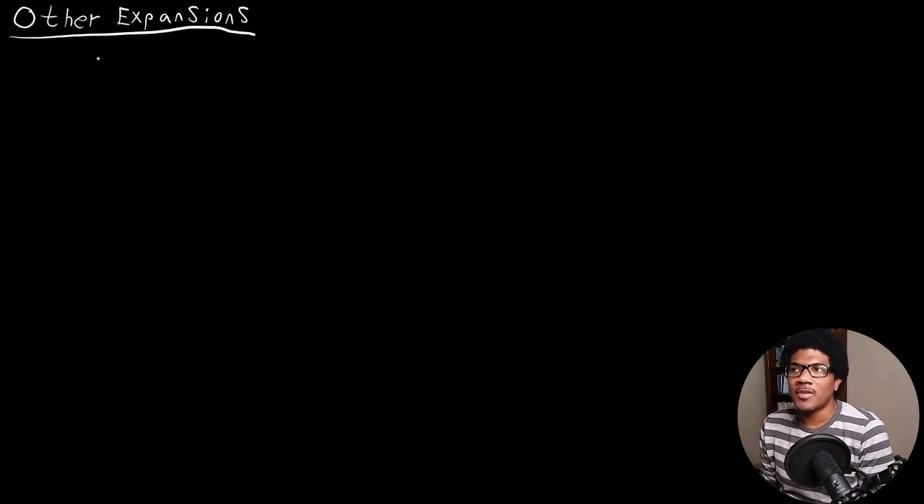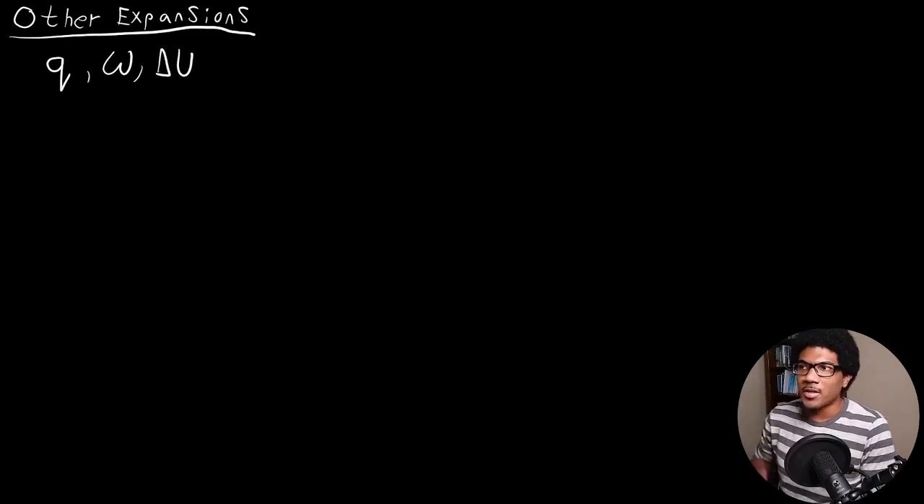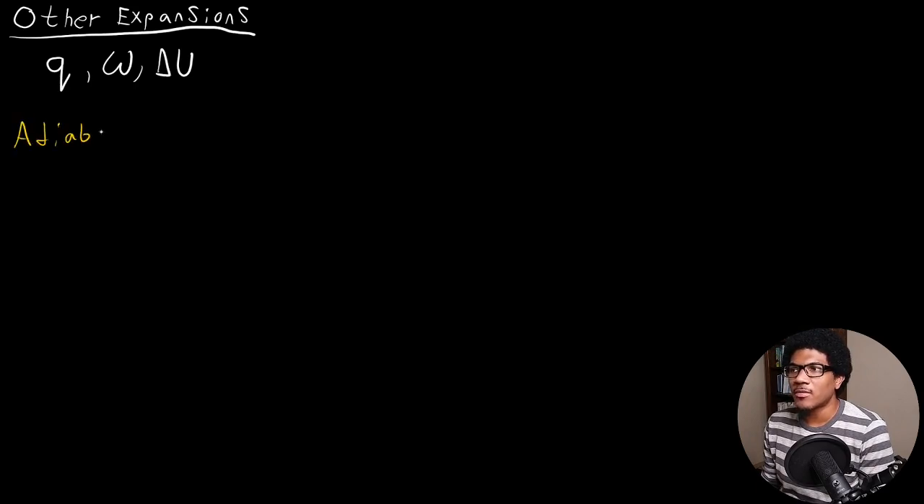So a very common type of question that you'll be asked is to solve for Q, W, and delta U for a specific type of expansion, right? So all of the key pieces of the first law of thermodynamics for a particular scenario. And we looked at one of those scenarios, the reversible adiabatic expansion. And there are a few other types that you should be familiar with. So the first one is an adiabatic irreversible expansion.